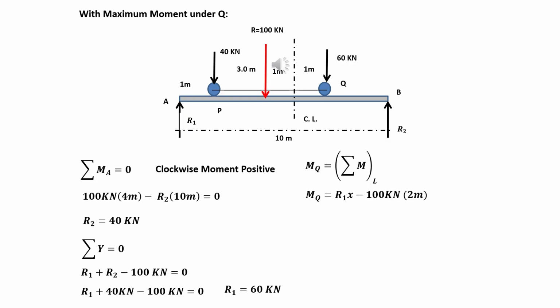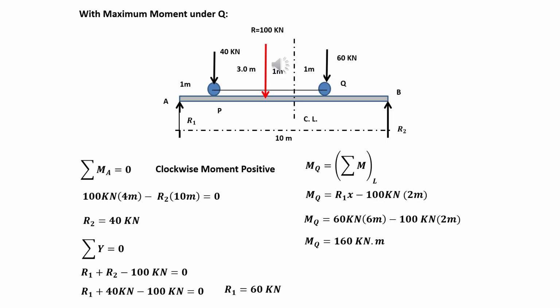Moment at Q, or MQ, is equal to R sub 1 times X minus 100 kilonewton times 2 meters, since the 100 kilonewton is 2 meters away from point Q. What will be the value for X? X in this particular situation is 6 meters actually. MQ now is 60 kilonewton times 6 minus 100 kilonewton times 2 meters. Then finally, the value for MQ is 160 kilonewton meters.